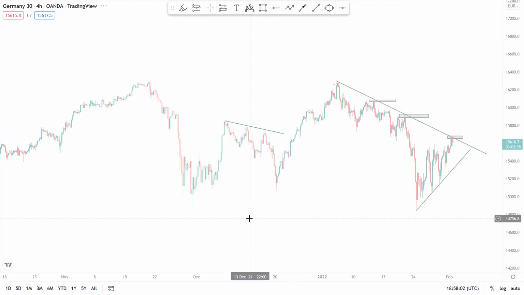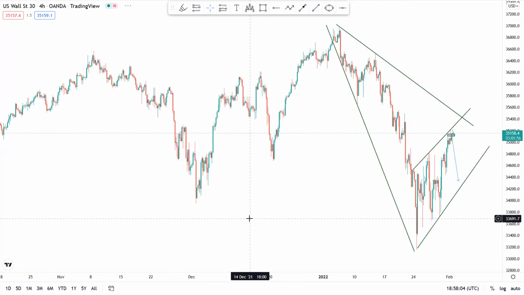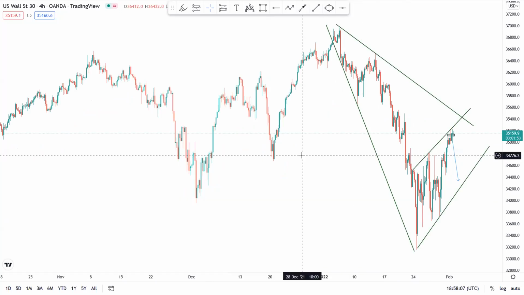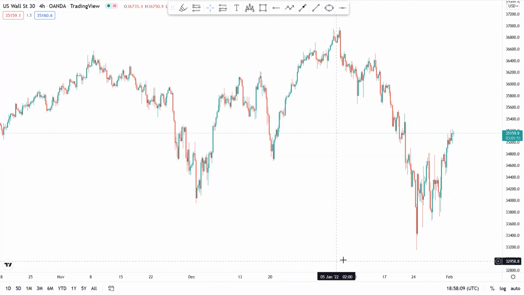So now we're gonna do what? We're gonna go to USDT. So this is what we have on USDT. So I'm gonna remove everything.